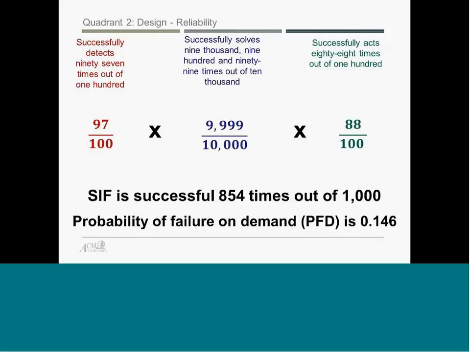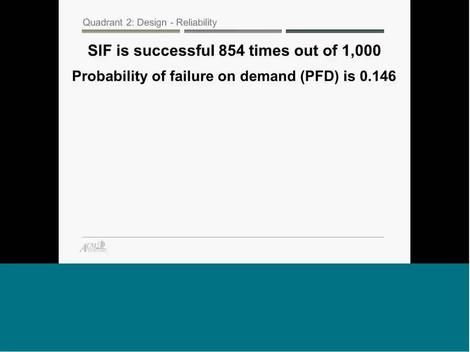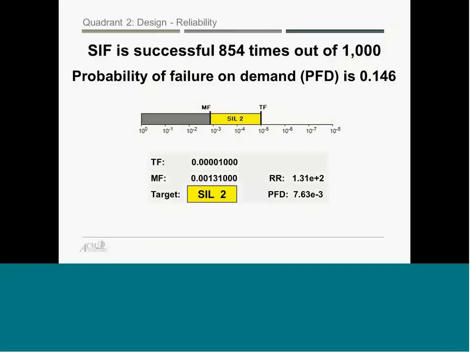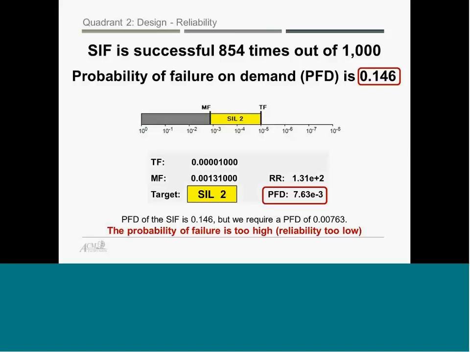What does that mean for PFD? Probability of failure on demand is going to be 0.146 of this current design. Let's look at that compared to what we needed out of the LOPA. We said we had a SIL gap. In fact, we said the PFD needs to be 7.63 times 10 to the negative 3, and we've got 1.46 times 10 to the negative 1. Basically, the probability of failure on demand so far is too high, and the reliability is too low. So we need to go further in our design.